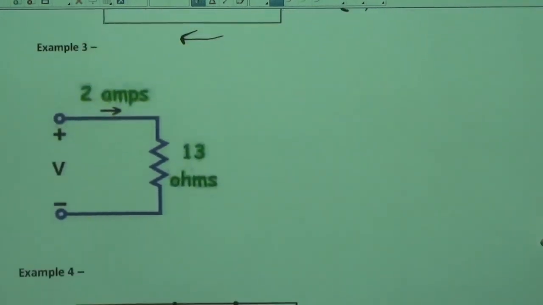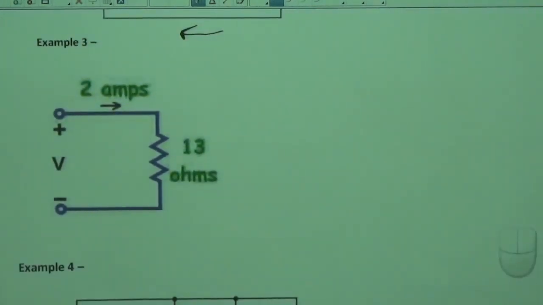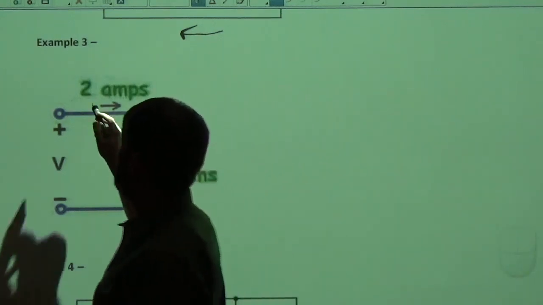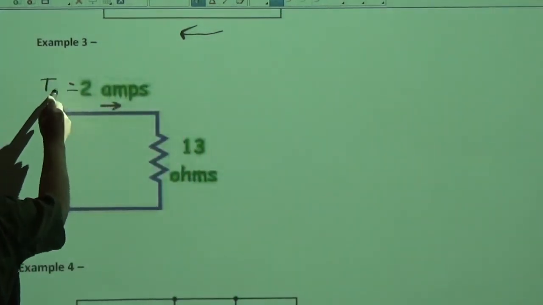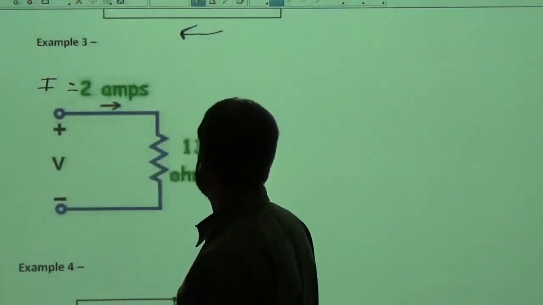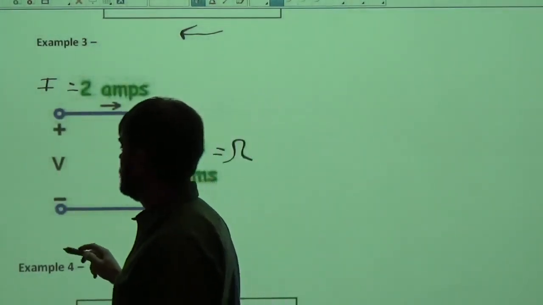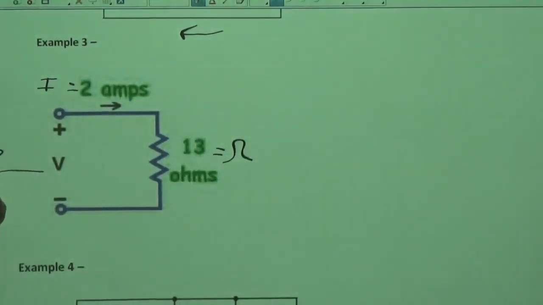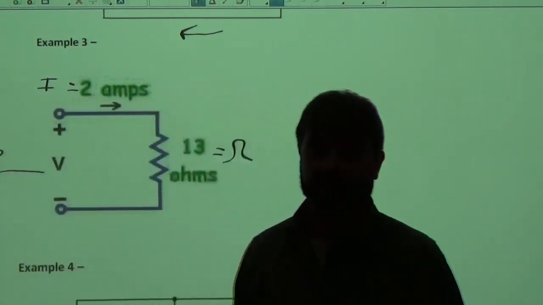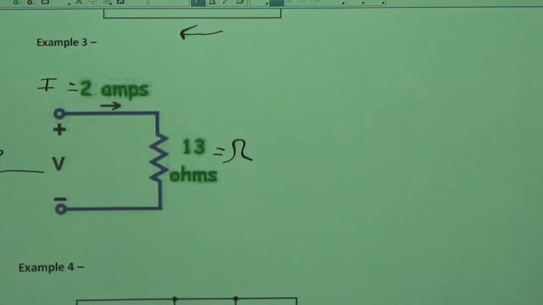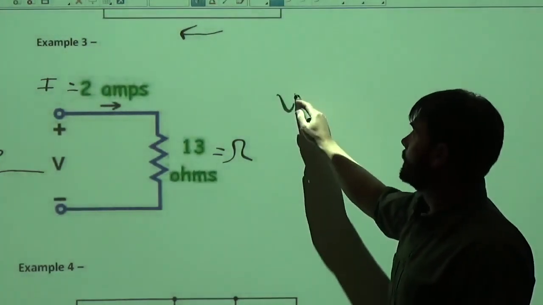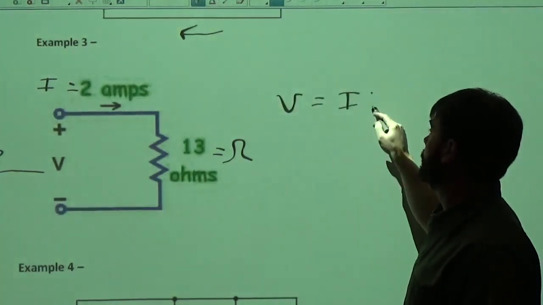For example number 2, they give us the amps, and remember the amps are labeled as I, and then it gives us the ohms here, which gives us the resistance, and then they're asking us to figure out the voltage. So the voltage here is now the unknown. And again, we're just talking about a single resistor, so we're trying to keep things fairly simple. Look at the form of the equation that you want to use for Ohm's law.